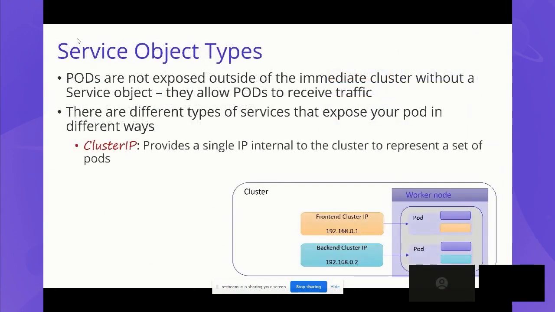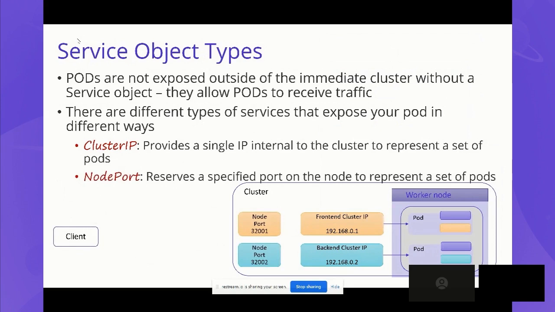And typically you have these service objects which expose Kubernetes services in a variety of ways, right? You have a default configuration, which is the cluster IP, where you get a default single IP internal to the cluster to present the pods, which is great. Then you get a node port. Node port is pretty neat as well, where you are able to reserve a specific port on a node, right?